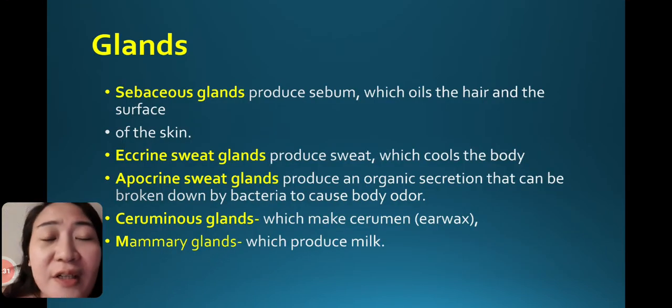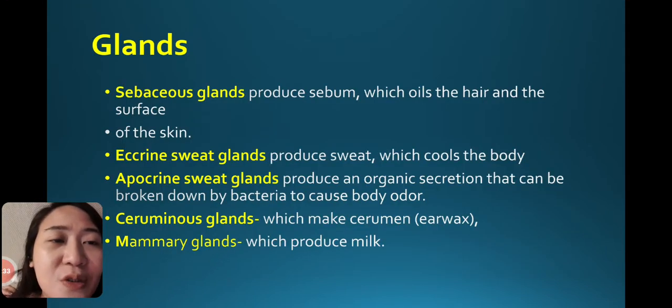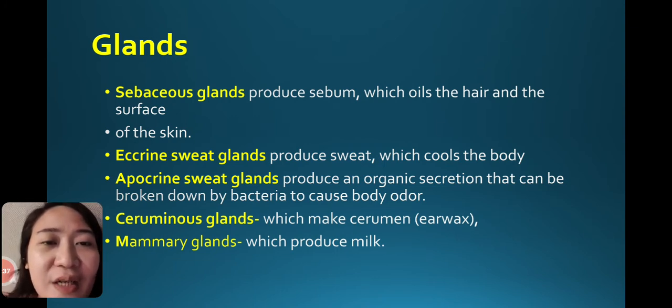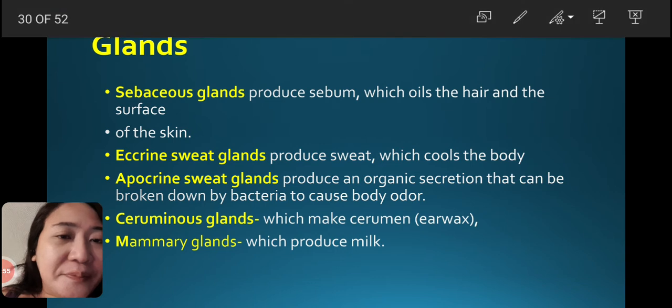Meron tayong different glands. Sebaceous glands produce sebum, which oils the hair and the surface. Eccrine sweat glands produce sweat, syempre. Apocrine glands produce organic secretions that can be broken down by bacteria to cause body odor. Yan yung makikita sa kilikili. Ceruminous glands make cerumen, or earwax. Mammary glands produce milk. Lagi nyo tandaan yan.